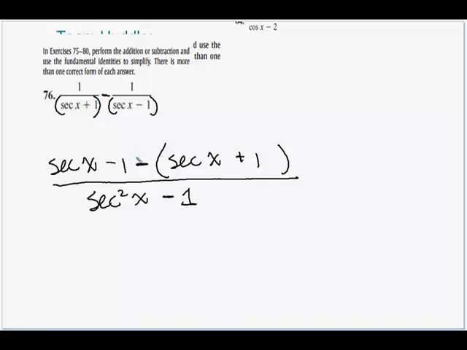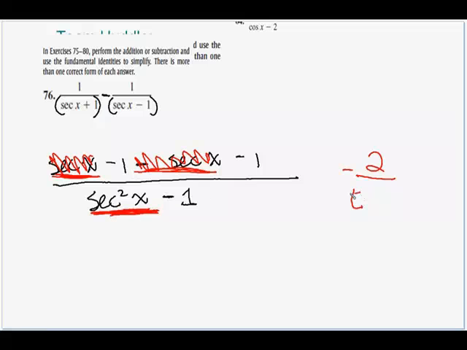Now, when we distribute the negative, we're going to have minus secant x, and then this will turn into a minus 1 when we distribute the negative, and the parentheses disappear. So let's see what happened. Now we have secant of x minus secant of x, so those cancel each other out. And our numerator is now negative 1 minus 1, which is negative 2, over secant squared minus 1. Well, secant squared minus 1, again, you see that squared, think right to the Pythagorean identities. Secant squared minus 1 is the same thing as tan squared.